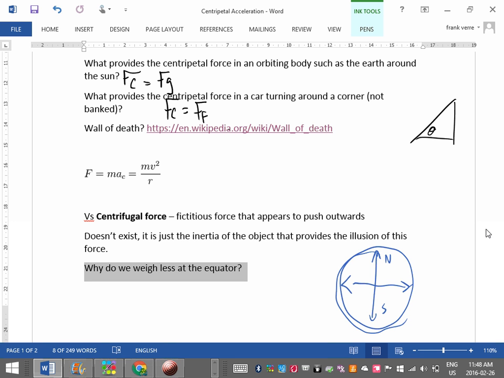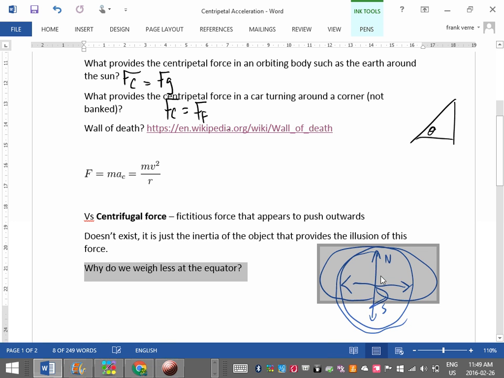Why not? What's the Earth doing? It's spinning. We know that the Earth spins. And as things spin, what happens? They want to push which way? They want to push outwards. So the Earth actually bulges in the center.